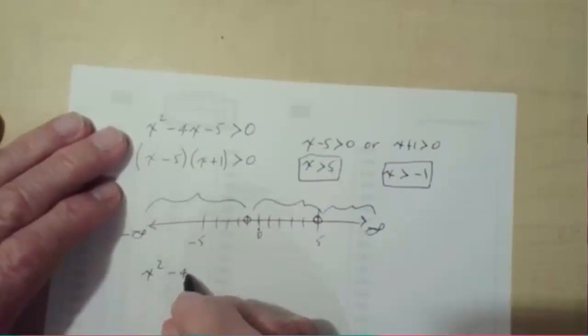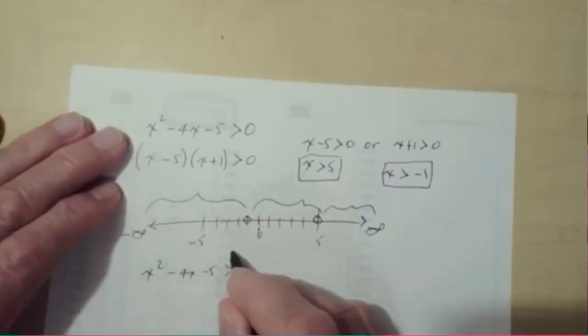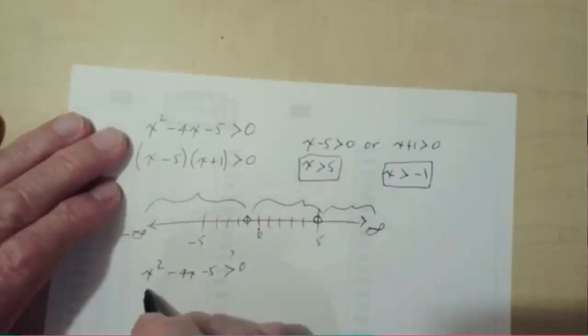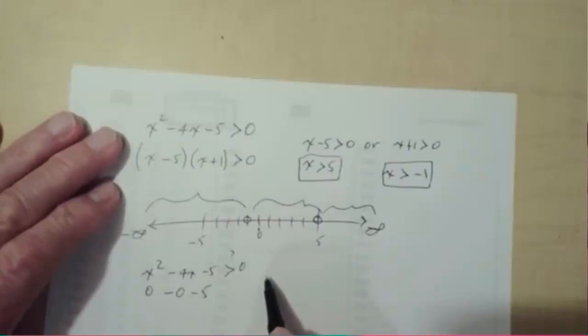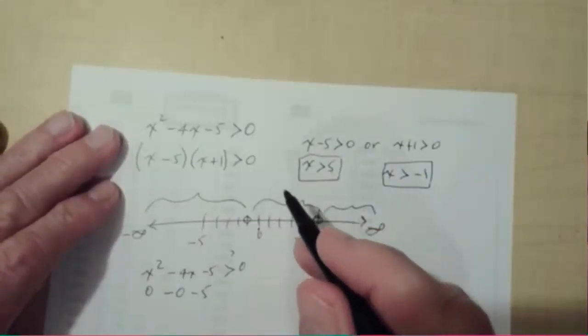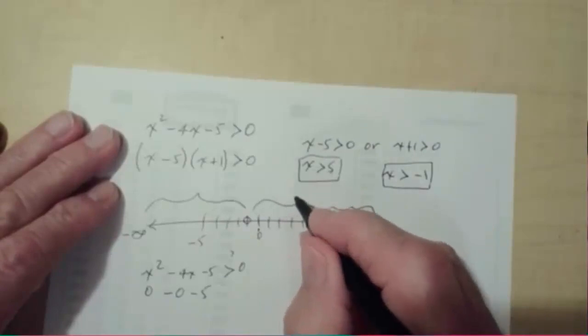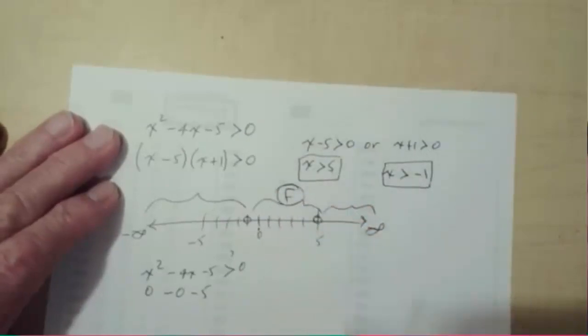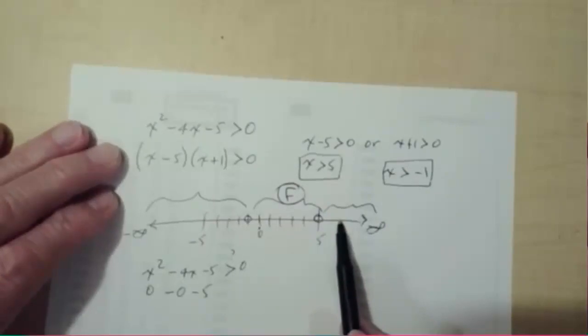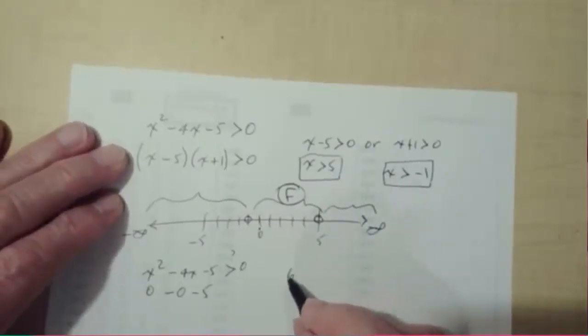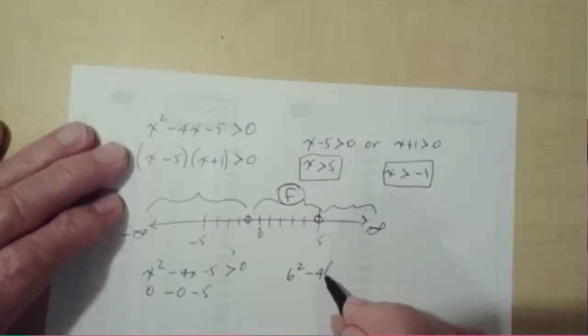X squared minus 4x minus 5. Is it greater than 0? 0, and 4 times that, 0, minus 5. Is minus 5 greater than 0? No. Okay, so we know that this area right here is not going to be a solution. So now let's put in 6.